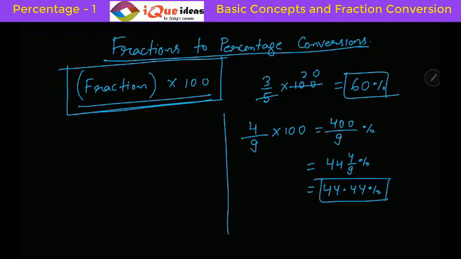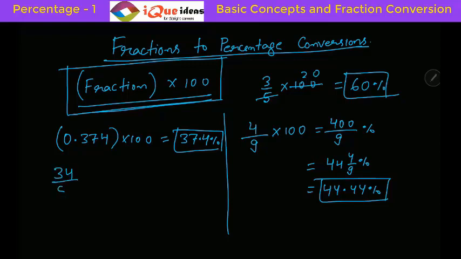Even if it is given in decimal form, let's say for example 0.374. If you want to convert it into a percentage, just multiply by 100. This will become 37.4%. Alright. Suppose it is 34 by 50. If I want to convert this fraction into a percentage, just multiply by 100. 50 goes into 100 2 times. 2 into 34, that is 68%.